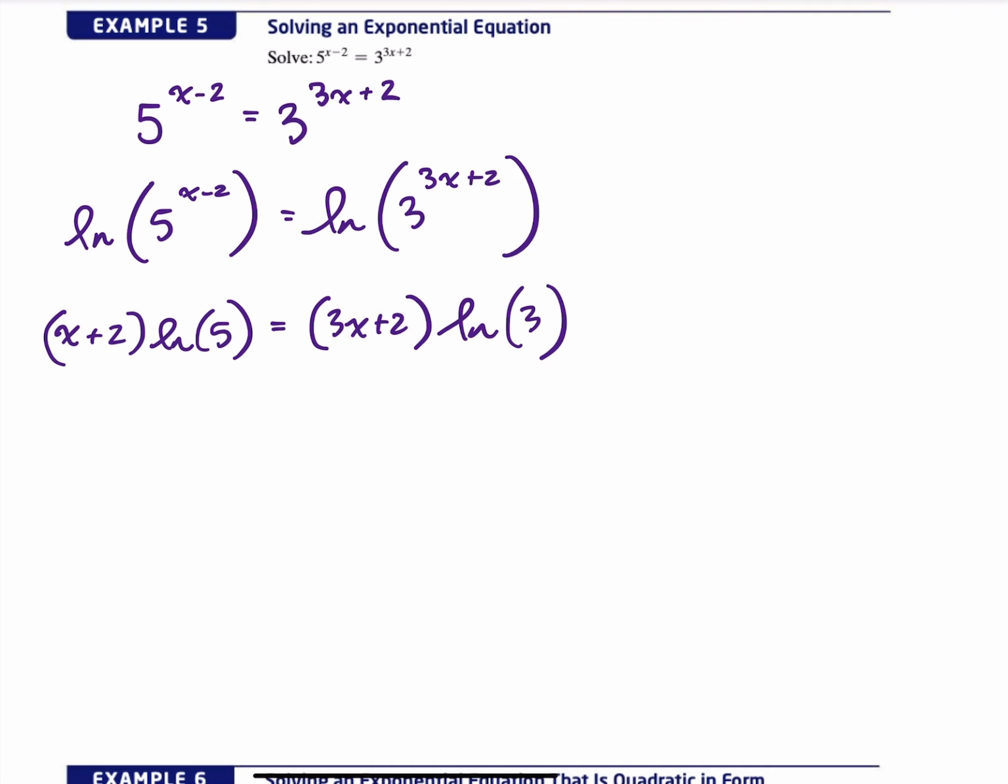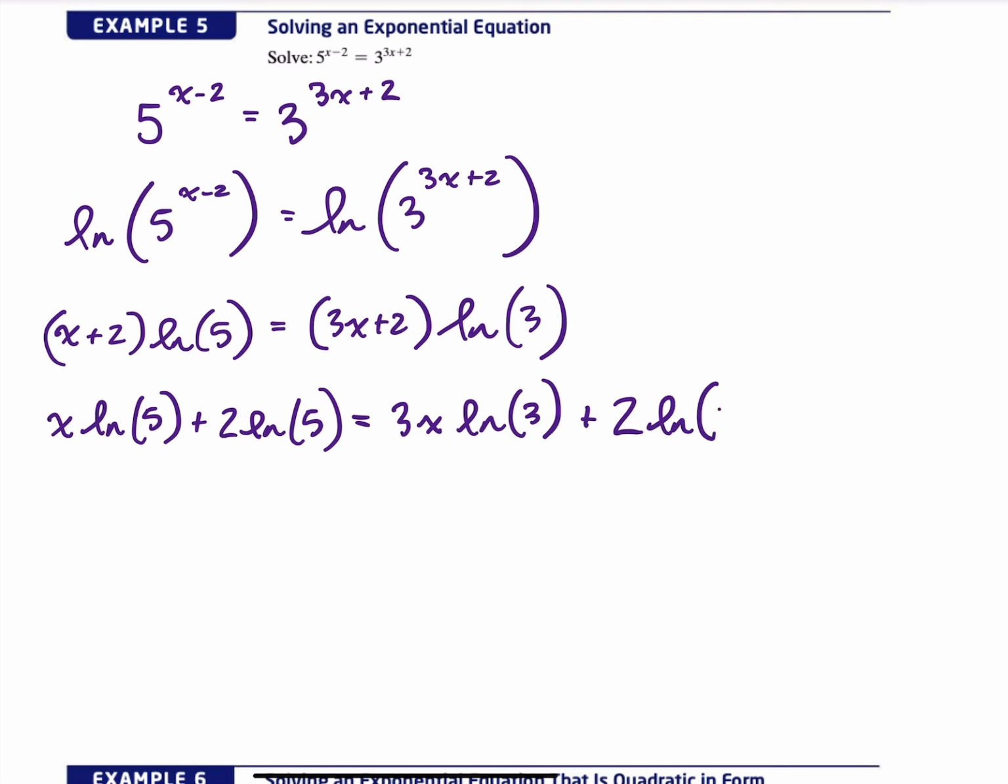So let's just do that. Let's distribute it to both terms. So this would give me x times ln of 5 plus 2 times ln of 5. And on the right side, we'll distribute as well. We'll write it as 3x times ln of 3 plus 2 times ln of 3. It looks messy, but keep in mind ln of 5 and ln of 3 is just a number, just some number.